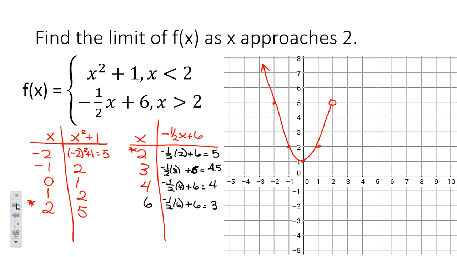So we are 2 over and 5 up. So there's that open circle again. And then 3 over and 4.5 up. And 4 over, 4 up. 6 over, 3 up. So what do we have on this side? A line. Slope of negative 1/2.